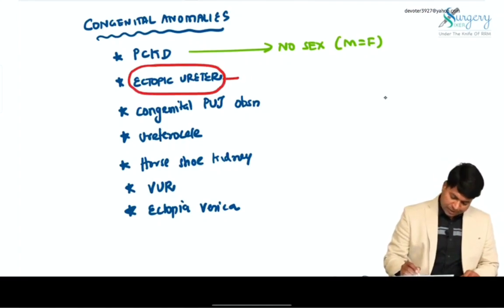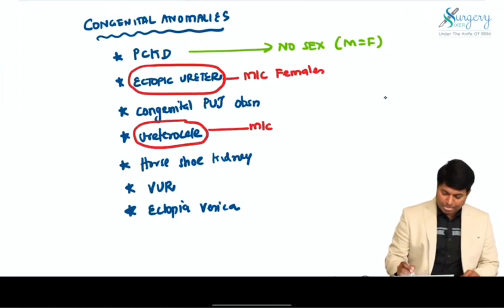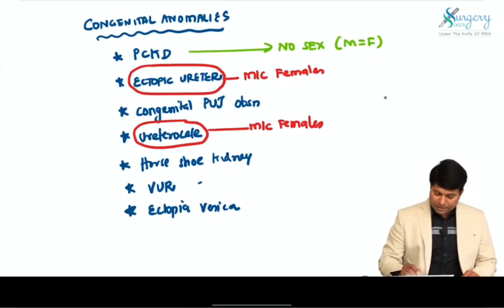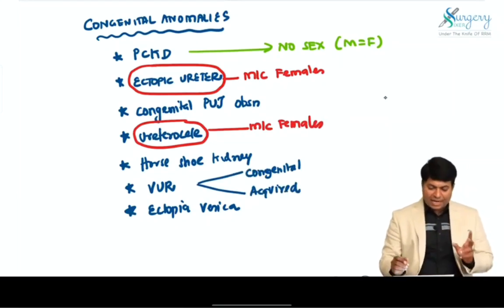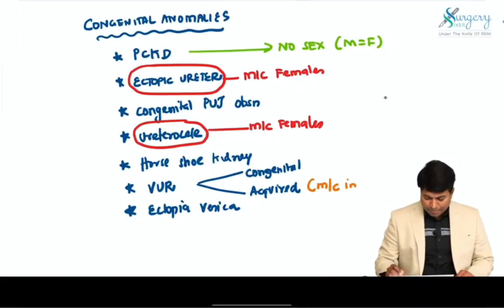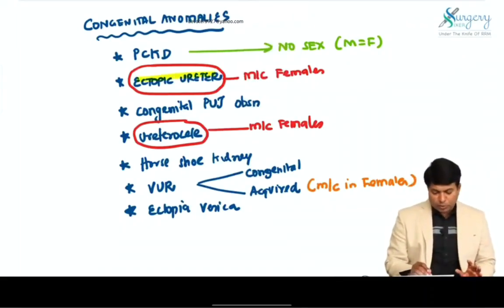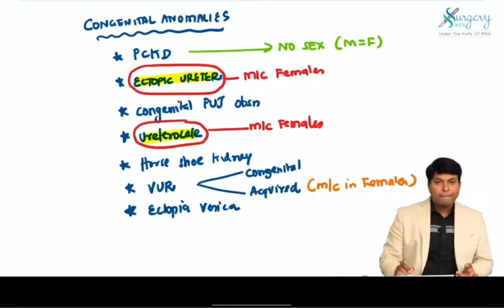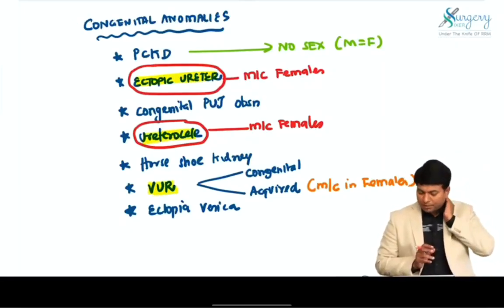Ectopic ureter is most common in females, and ureterocele is common in females. And VUR has two types, congenital and acquired. The acquired type is most common in females. So what are the things which are common in females alone? All others are common in males. Ectopic ureter, ureter problem. Ureterocele, ureter problem. Vesico-ureteric reflux, another ureter problem. So ureter problems are more common in females. One shortcut method to remember.